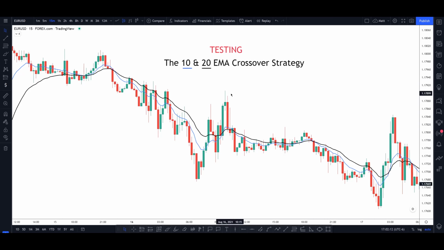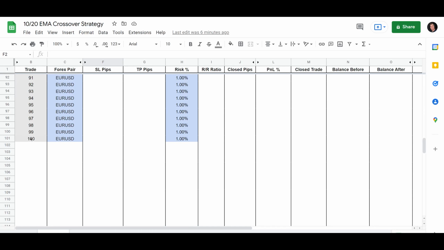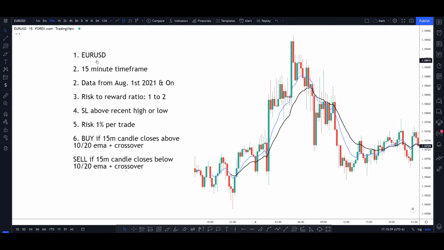I'll be backtesting 100 trades on EURUSD. This is one of the most common forex pairs that a lot of traders like to trade, and it'll be on the 15-minute chart. Every trade that I take will be recorded in the spreadsheet over here, so you can see that it goes all the way up to 100 trades. This is all set for EURUSD, and we'll be risking 1% per trade, and our starting balance is going to be $1,000.